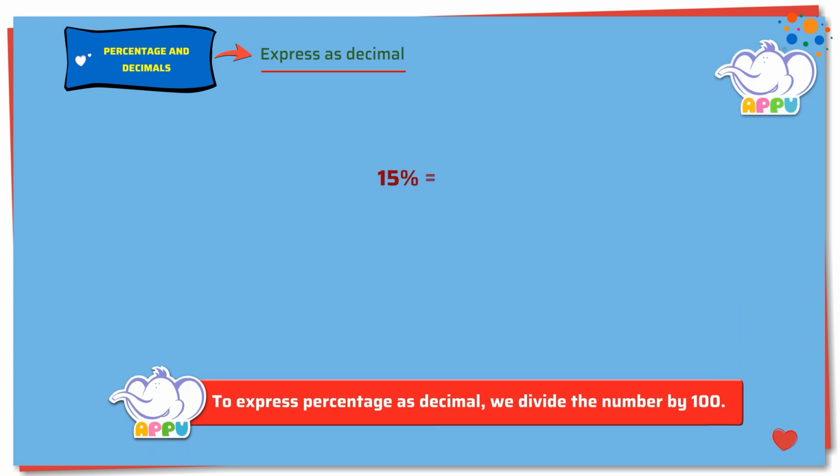Express 15% as a decimal. To express 15% as a decimal, we divide 15 by 100. Then we convert this to a decimal by writing the numerator as 15. Since the denominator is 100, we place the decimal point 2 places towards the left.